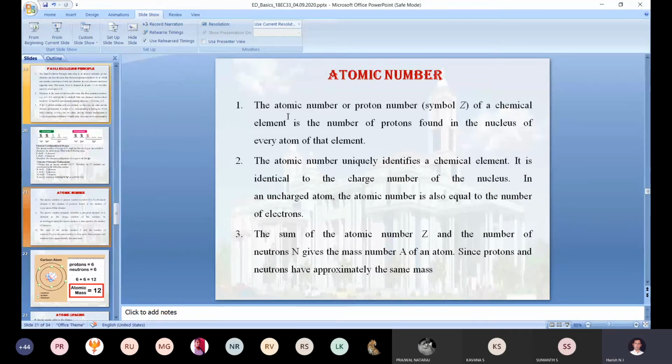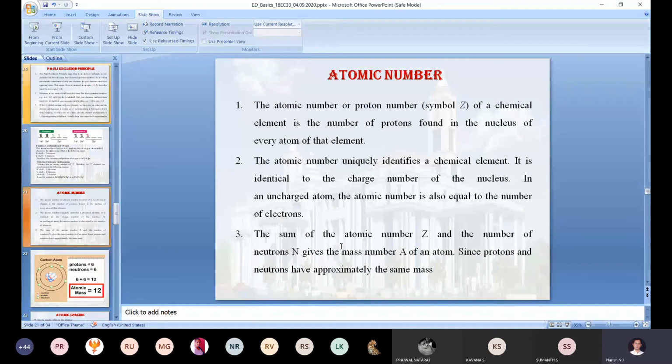Just read it once. The atomic number, or proton number, represented by the capital Z symbol of a chemical element, is the number of protons found in the nucleus of every atom of that element. The atomic number uniquely identifies a chemical element. It is identical to the charge number of the nucleus. In an uncharged atom, the atomic number is also equal to the number of electrons.